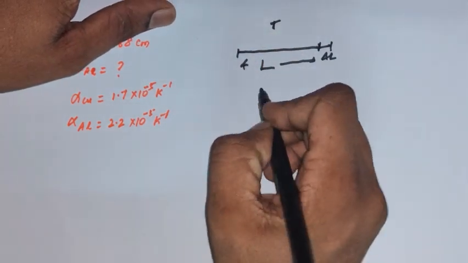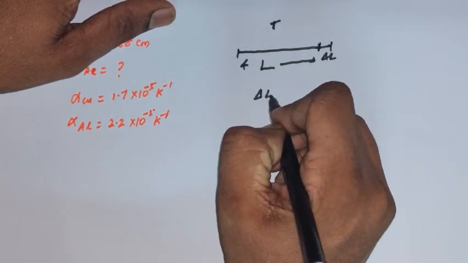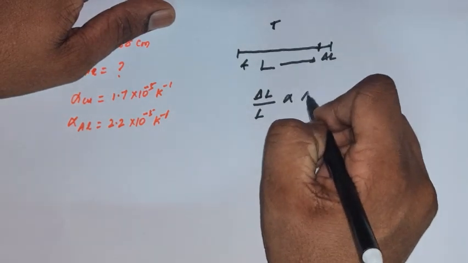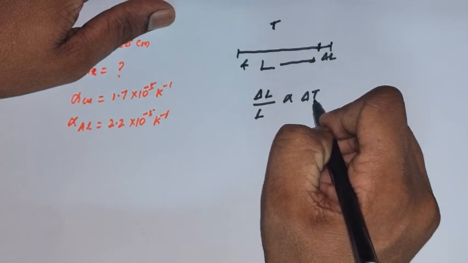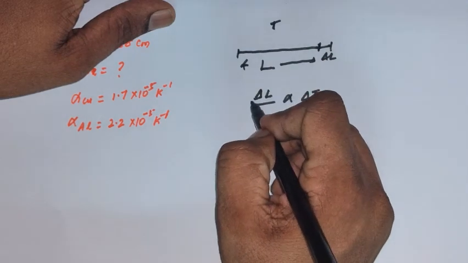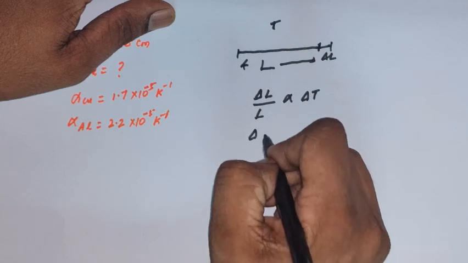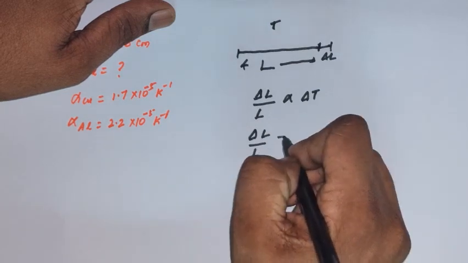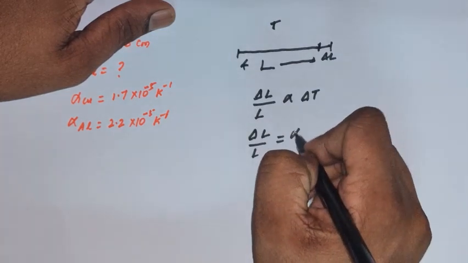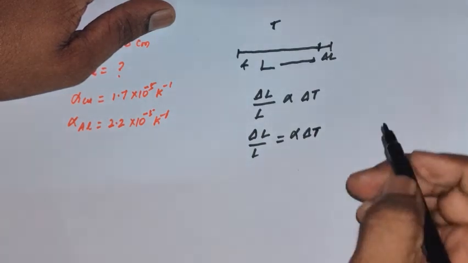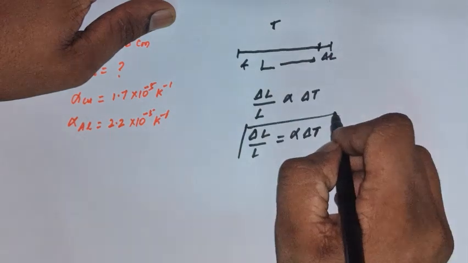Hence the change in length of the rod divided by the original length is proportional to the change in temperature. If the temperature difference increases, then definitely the change in length will increase. Equating this, we put one constant, the thermal expansion coefficient of the given rod, alpha times delta T. This is the formula we are going to apply here.